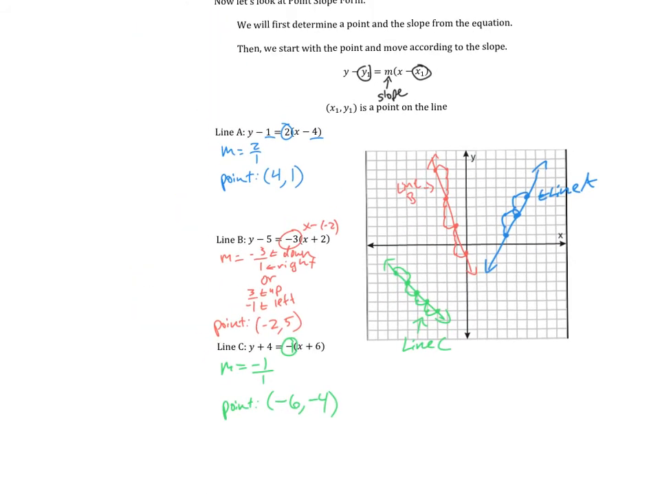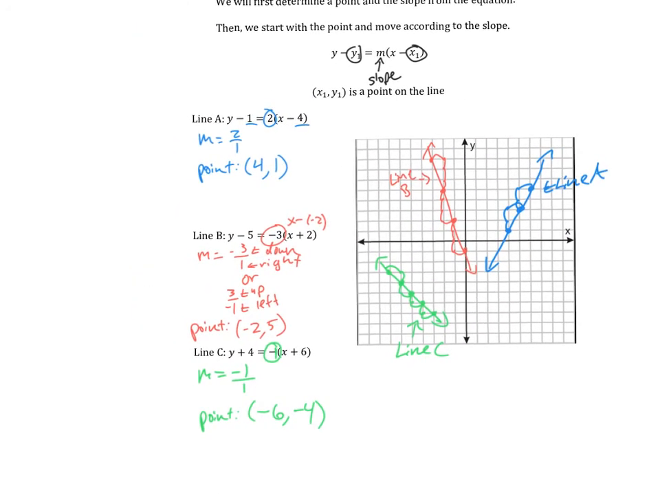All right, so same thing. We start with the point and move according to the slope. And our point just happens to not be our y-intercept.